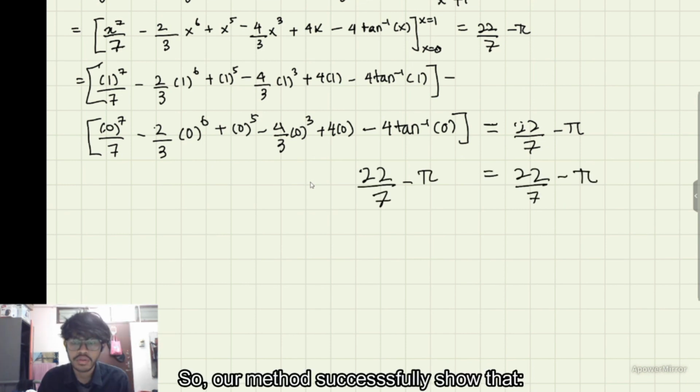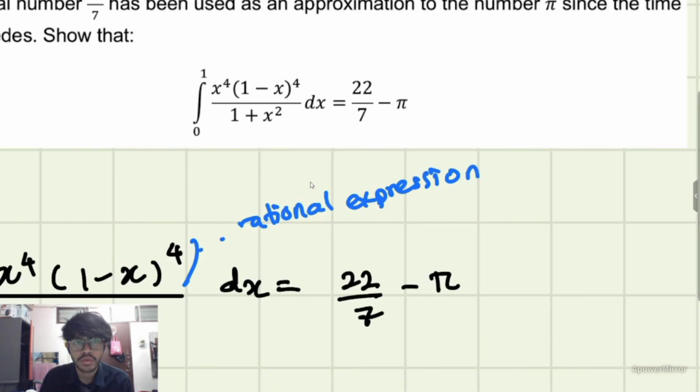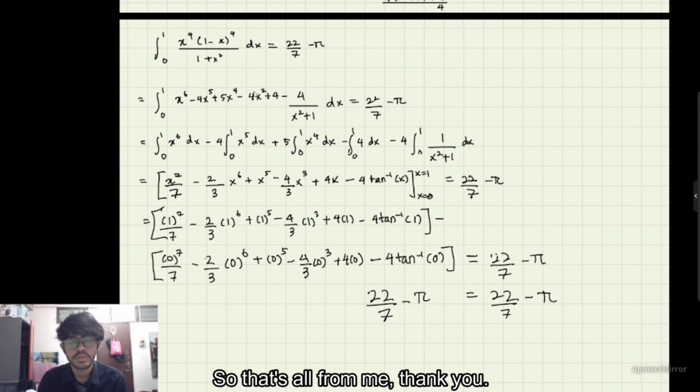So our method successfully shows that the integral of x to the power of 4 times (1 minus x) to the power of 4 over 1 plus x square dx with the limit of 1 and 0 equals 22 over 7 minus pi. So that's all from me. Thank you.